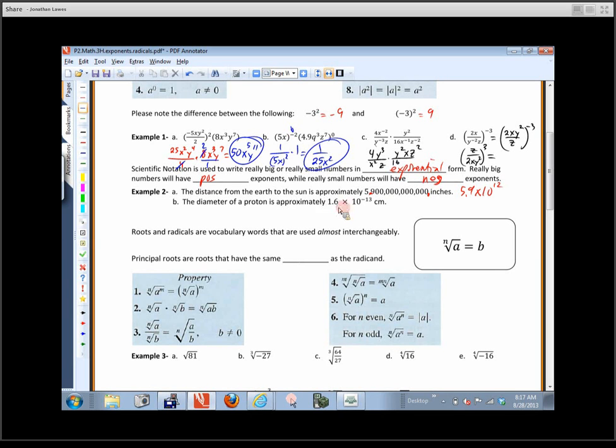If I have 1.6 times 10 to the negative 13, is that a big number or a small number? Small. Very small number. So this is the approximate diameter of a proton. We're going to take that decimal, if we were to write it in a standard numerical form, and we're going to move it how many places? 13, which direction? To the left. So we're going to move it over here.